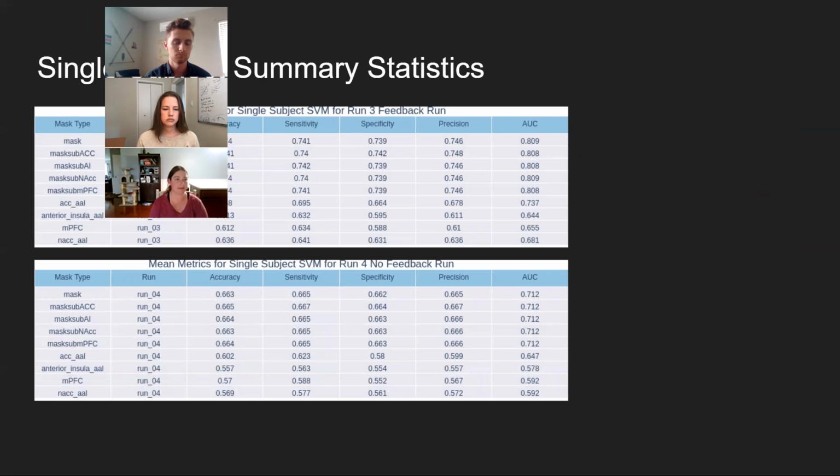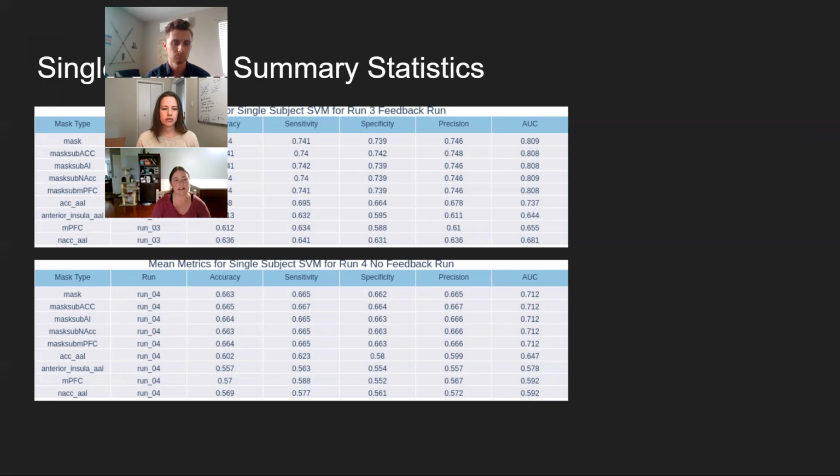So from these two tables, this is a summary statistics looking at whole brain mass, the whole brain mass minus the regions of interest, and the ROIs that were used for model creation. I was interested in looking at run 3 versus run 4 to see if there was carryover of the training that had been done in runs 2 and 3 for maintenance of up and down regulation.